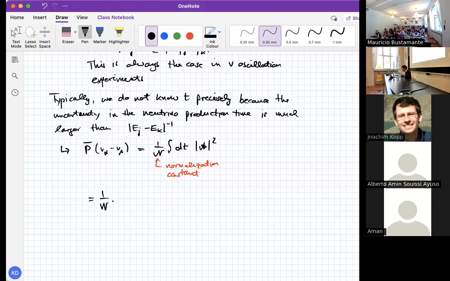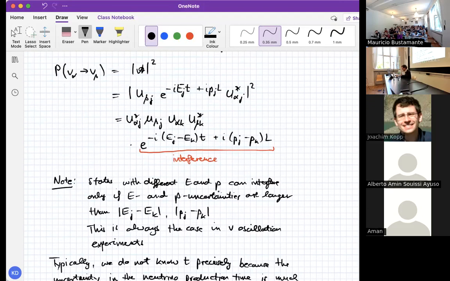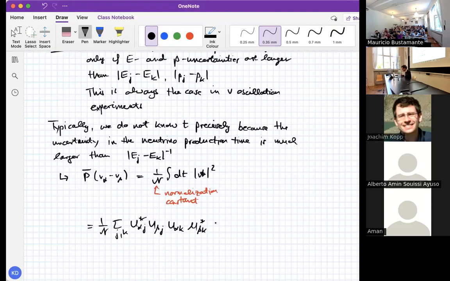So 1 over the normalization constant times sum over j and k. Now my 4 mixing matrix elements, u alpha j star, u beta j, u alpha k, u beta k star. Now the integral over time appears only in this complex exponential, so that gives me a delta function times 2 pi delta ej minus ek.